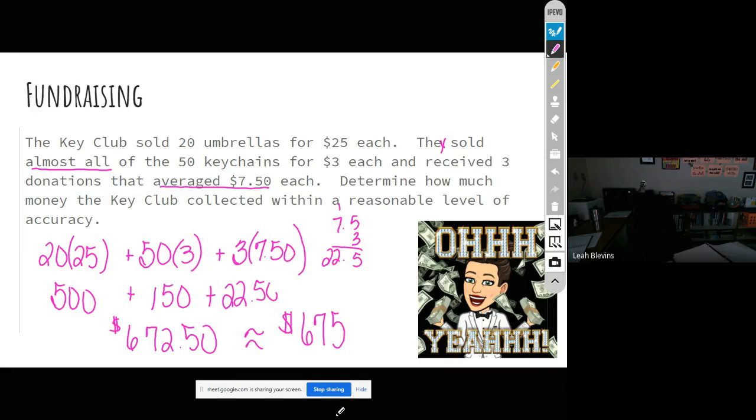Does that make sense? It's within a reasonable level of accuracy. Now, if I said, looking at this number, we raised about $1,000, is that reasonable? No. If I said, we only raised 500, is that reasonable? No. Because we know we raised really close to this, give or take some money. There could have been a little bit more, there could be a little bit less, but right around $675. All right, so that takes care of today's lesson.